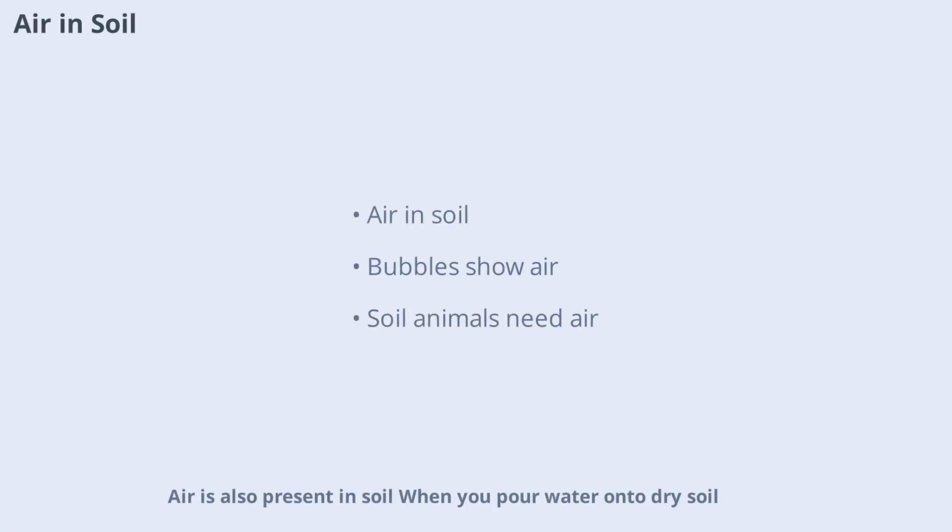This shows that air is not only around us but also dissolved in water, supporting life in ponds, rivers, and oceans. Air is also present in soil. When you pour water onto dry soil, bubbles appear as air is displaced. Organisms living in soil and plant roots use this air for respiration. Burrows and holes made by animals allow air to move in and out of the soil. Heavy rains can fill these spaces with water, forcing soil animals like earthworms to come out for air.